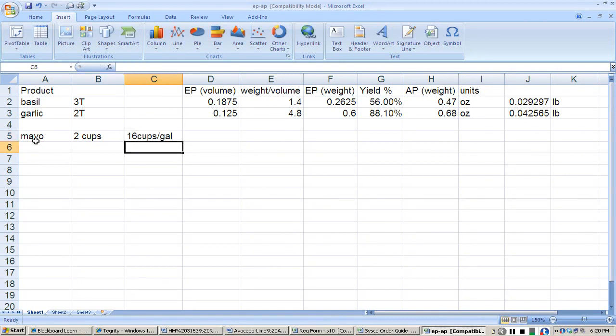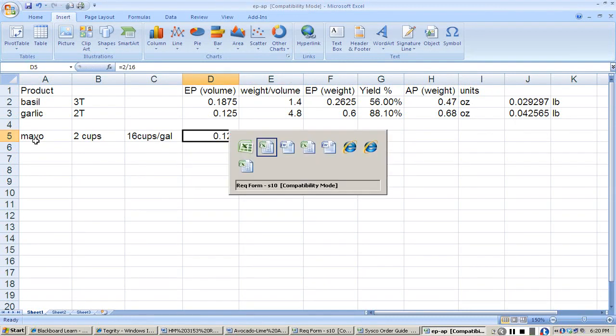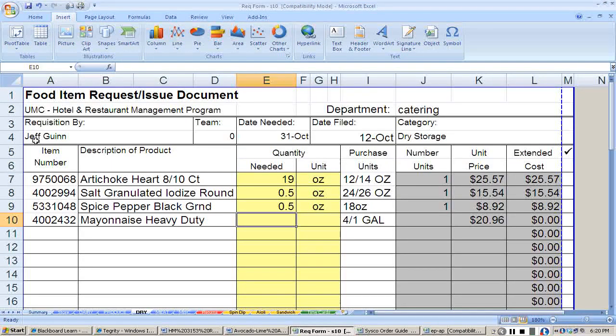So if we have 16 cups in a gallon, and we actually have 2 cups, our EP volume is 2 divided by 16, 0.125 gallons. So we go into our rec form, and we need 0.125 gallons, essentially 1/8 of a gallon. Comes with 4 gallons, so we're just going to buy 1.